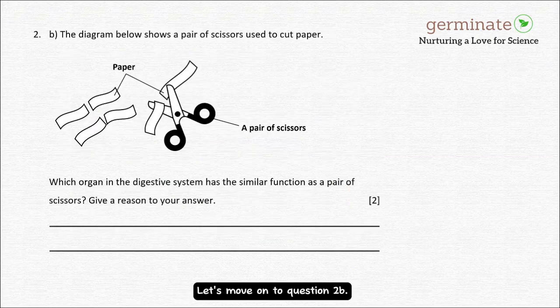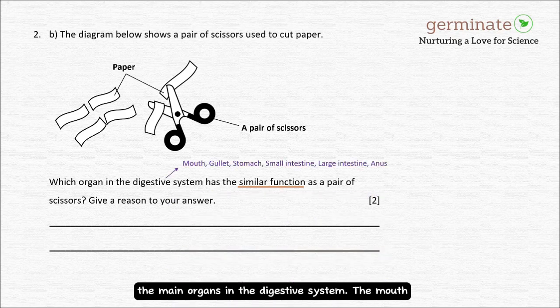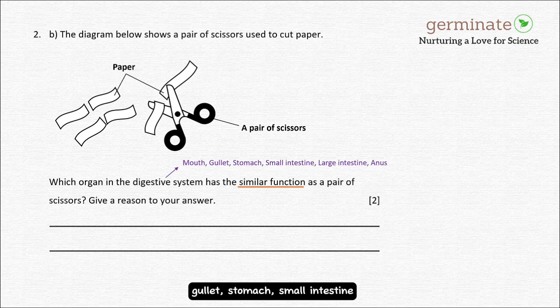Let's move on to question 2b. The diagram below shows a pair of scissors used to cut paper. Which organ in the digestive system has the similar function as a pair of scissors? Give a reason to your answer. Before we answer the question, let's list down the main organs in the digestive system. The mouth, gullet, stomach, small intestine, large intestine, and anus.